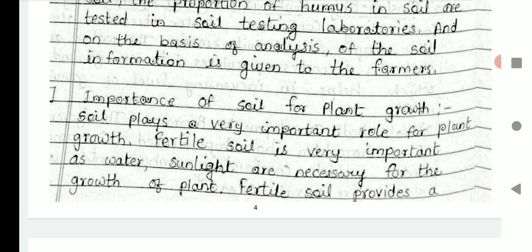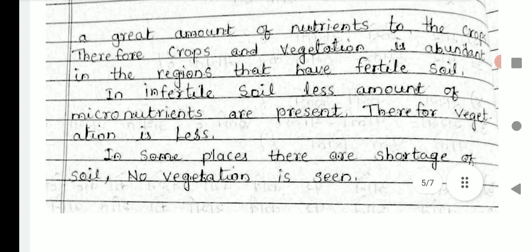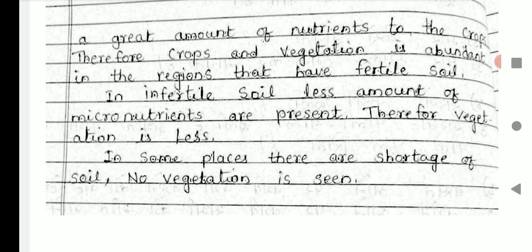Next, importance of soil for plant growth. Soil plays a very important role for plant growth. Fertile soil is very important as water and sunlight are necessary for the growth of plants. Fertile soil provides a great amount of nutrients to the crops. Therefore, crops and vegetation are abundant in the regions that have fertile soil. In infertile soil, less amount of micronutrients are present. Therefore, vegetation is less. In some places where there is shortage of soil, no vegetation is seen.